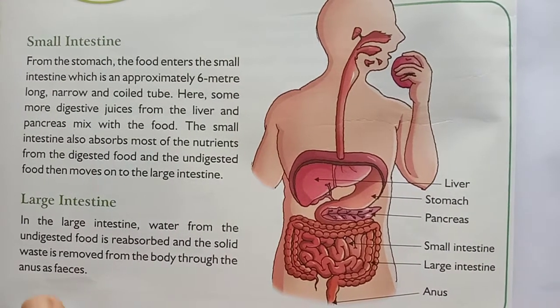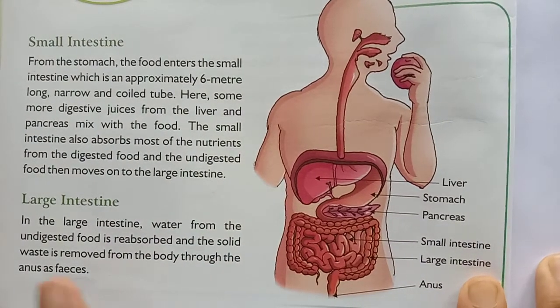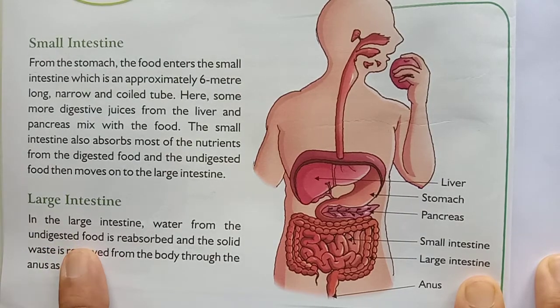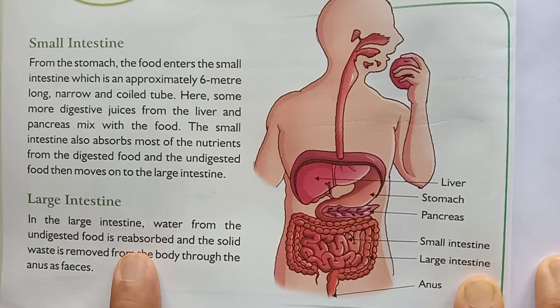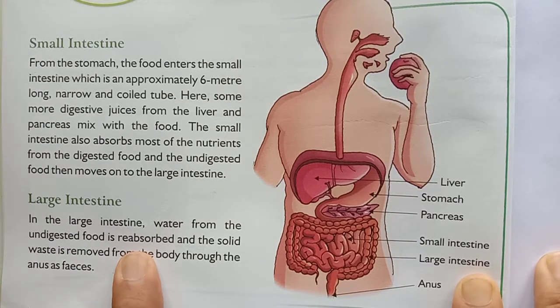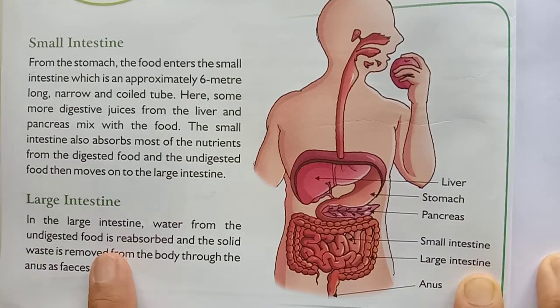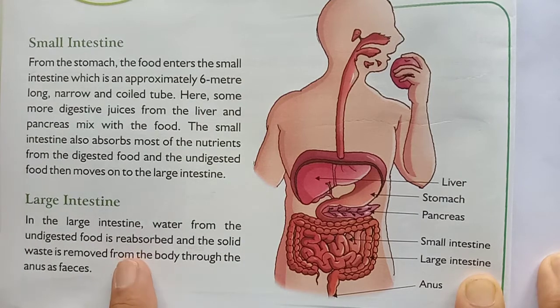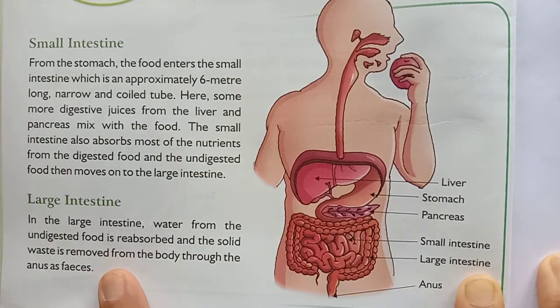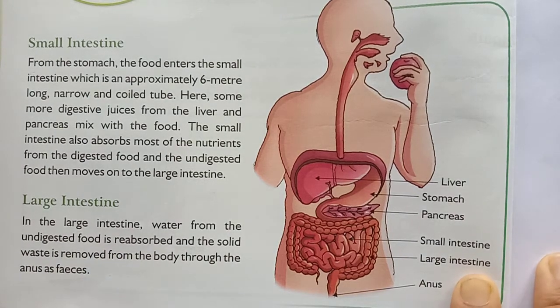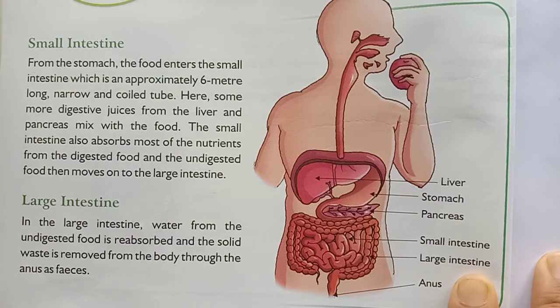You can see here in the large intestine. In the large intestine, water from the undigested food is reabsorbed. The water from the undigested food is reabsorbed here, and the solid waste is removed from the body through the anus as feces. So again, the waste means the removal; it will be removed from the body through the anus.